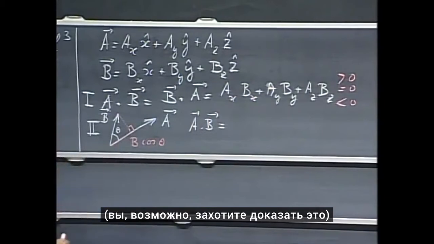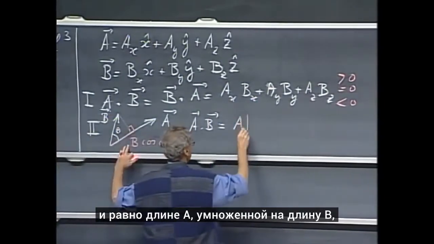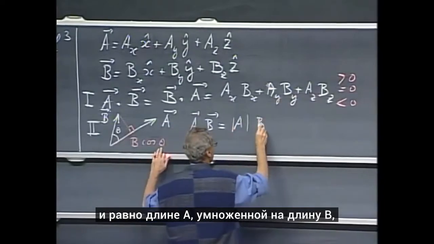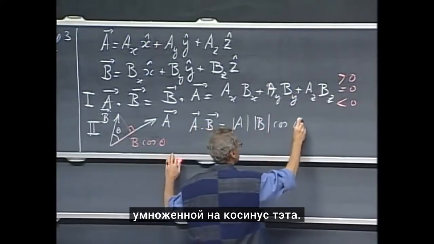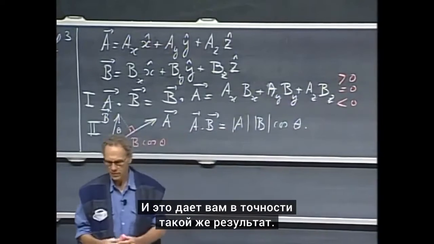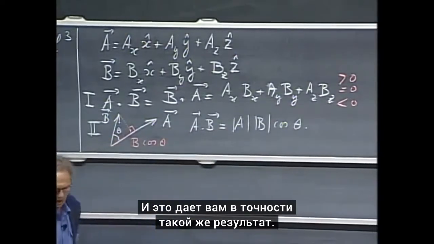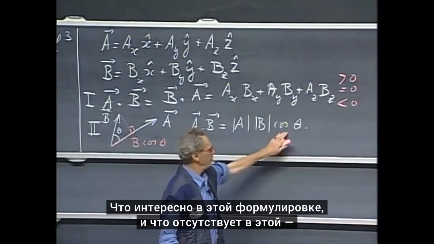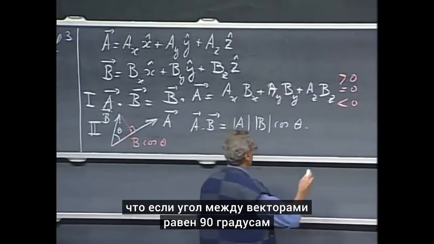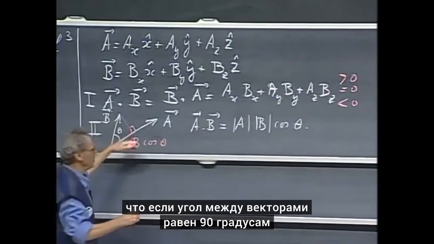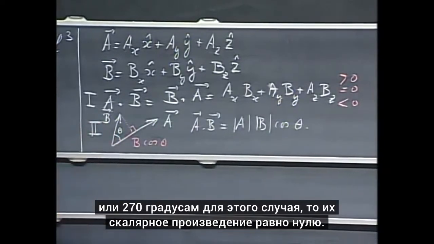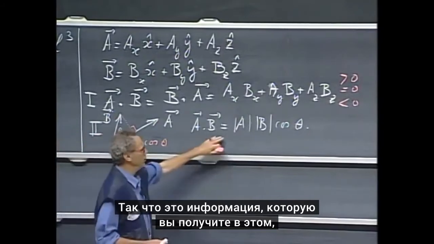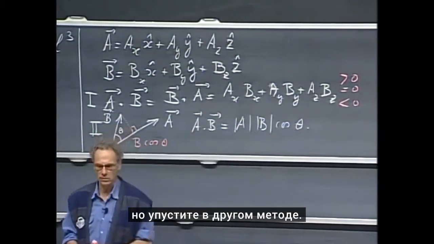You may want to go through a proof of that. It is the length of A times the length of B times cosine of theta. And that will give you precisely the same result. What is interesting about this formulation, which the other lacks, is that you can immediately see that if the two are at 90-degree angles, or 270 degrees for that matter, then the dot product is 0. So that's an insight that you get through this one, which you lack through that other method.